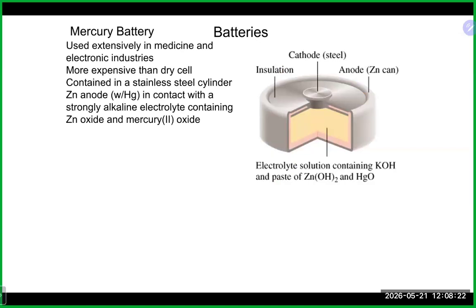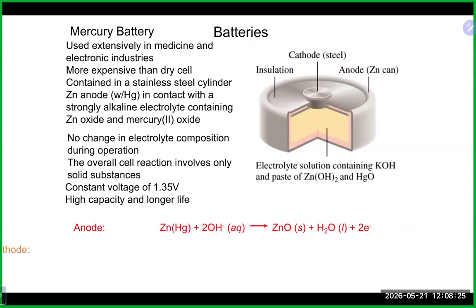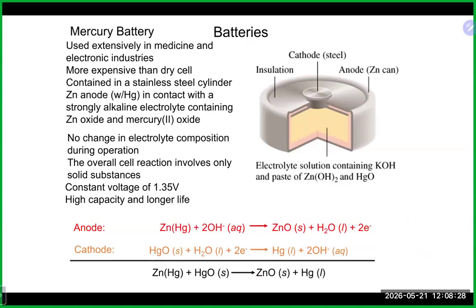Another type of battery is a mercury battery. And again, it's a similar idea. It's used a lot in medicine, electronic devices. It is a zinc anode that's in contact with mercury. And it also has a very strongly alkaline electrolyte. Alkaline means basic. And that would be where we have our KOH, which is obviously a strong base in this case. Again, the middle part there is serving as a nice little salt bridge medium to keep all the charged things moving properly.